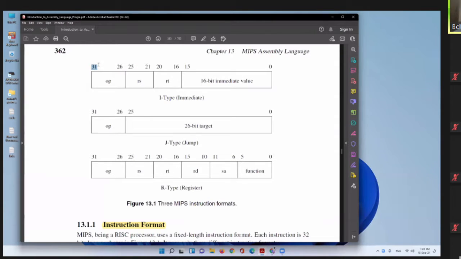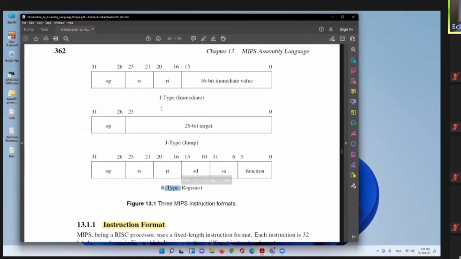Okay, so we have 3 types. In our course, we have used the I type, which is the immediate type, and the R type, which is the register type. The jump type, which is the J type, we have not used in this course because it is quite complex, or we don't have actually time to do that. Fine, so we usually use the I type or the R type. So what does that mean? So we need to follow some formats to write a code, if you want to write an I type or if you want to write an R type.